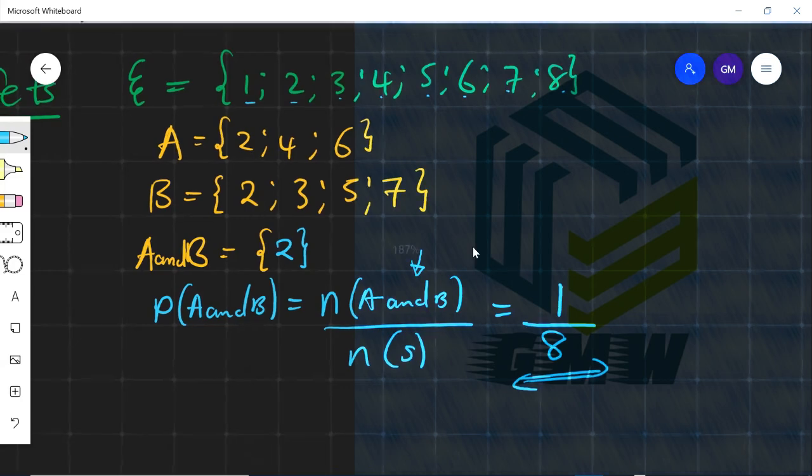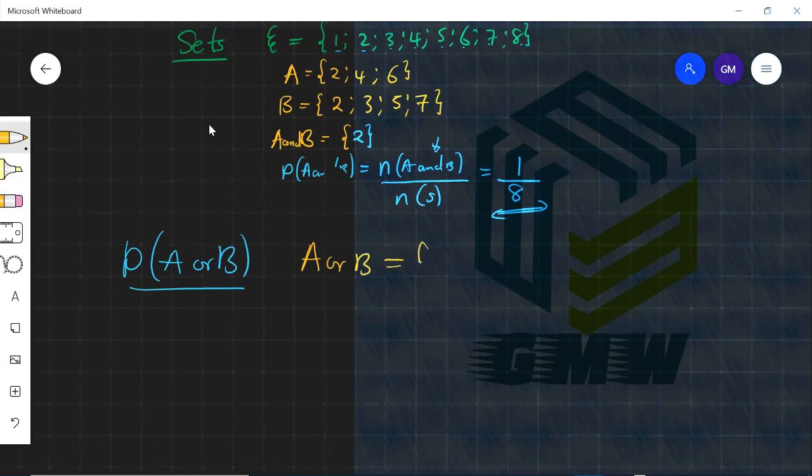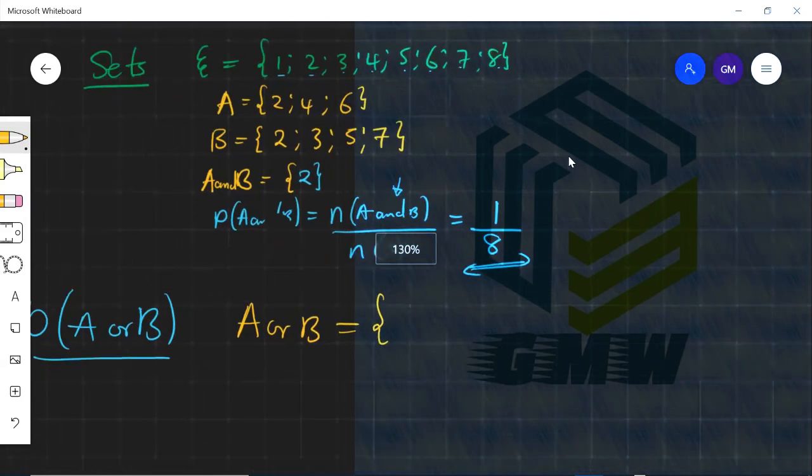Then we also have probability of A or B. Now, if I want to explain A or B using the same example above, you have A. What will happen is you are taking elements that are in either A or B or both. But what you do is you just avoid repeating the intersection.